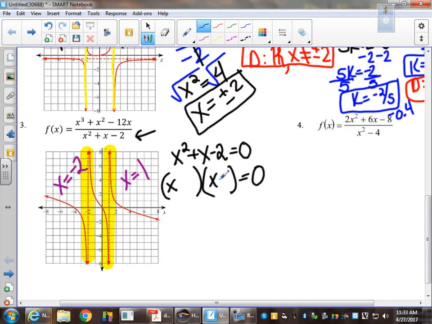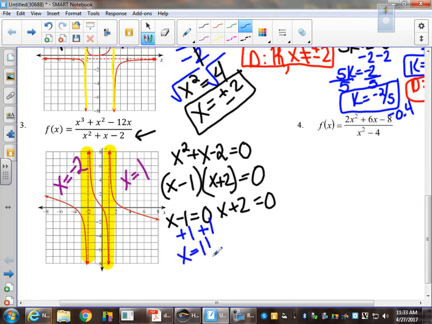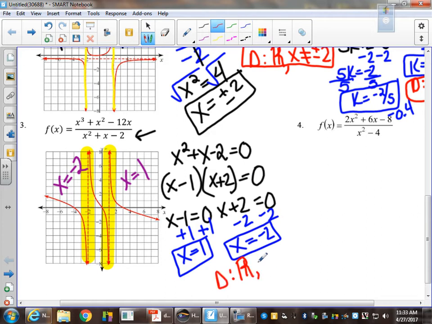X, 2, and 1. But our 2 is going to be positive and our 1 is going to be negative. Now we set each of these factors equal to 0. X plus 1 equals 0, x plus 2 equals 0. Add 1 to both sides. Our first matches our first asymptote. And that matches our second asymptote. So our domain, all real numbers, x cannot equal 1, negative 2.